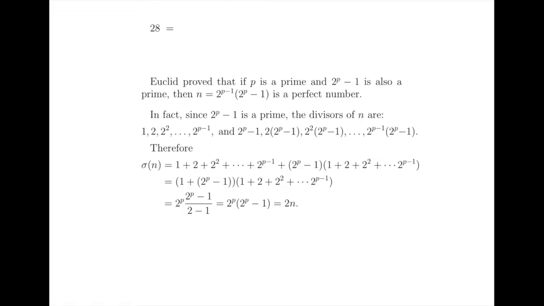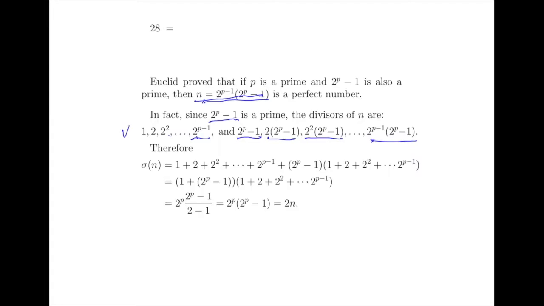Maybe we will show the proof. Since 2 to the p minus 1 is a prime, the divisors of n are 1, 2, 2 squared, 2 cubed, up to 2 to the p minus 1, and 2 to the p minus 1 times 2, and so on. These are the list of the divisors of n.